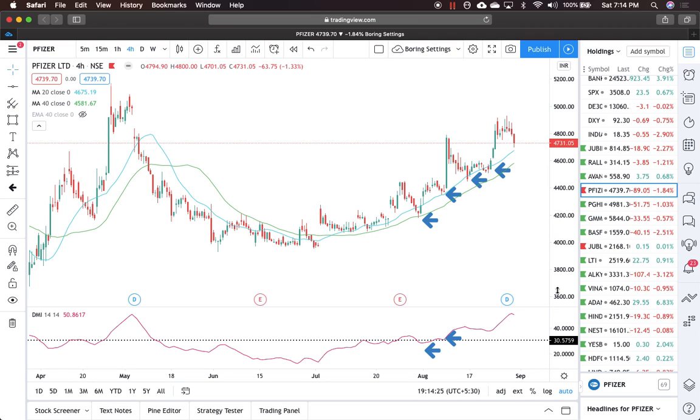So, today we will be doing a segment on a very simple, easy to use swing trading setup that you can incorporate in your trading style. This is not a moving average crossover strategy as it looks like, it's actually much different than that.